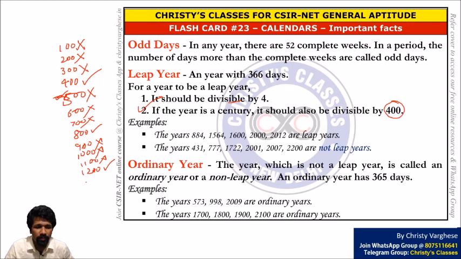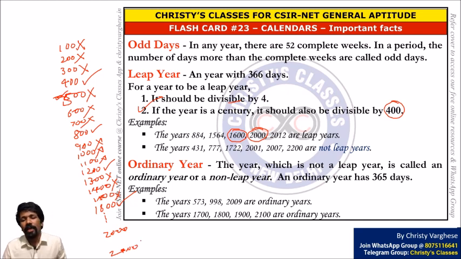In every 400 years, the 4th century is a leap year; other centuries are not leap years. 1300 not a leap year, 1400 not a leap year, 1500 not a leap year, but 1600 yes, it is a leap year. That is why I have placed 1600 here, because 1600 is 400 into 4. 2000 is a leap year then. 2400 is a leap year. So that is the idea.